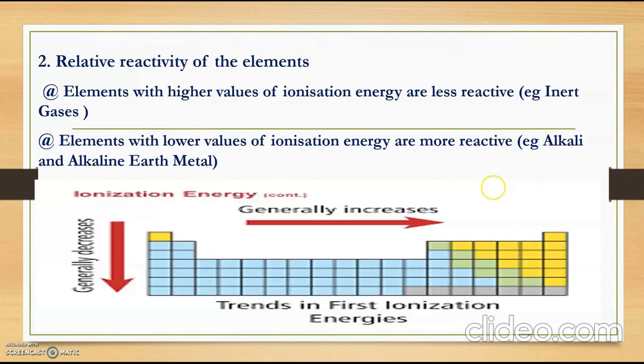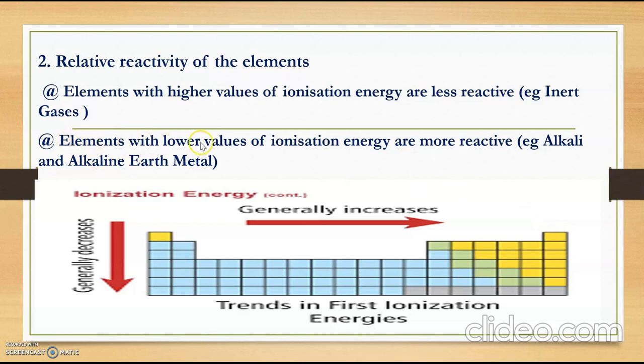The next property is the relative reactivity of elements, that is, the reactivity of elements. The elements with higher values of ionization energy are less reactive. For example, inert gases, that is, the last group gases or 18th group elements, are less reactive due to their high value of ionization energy.